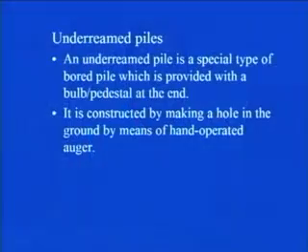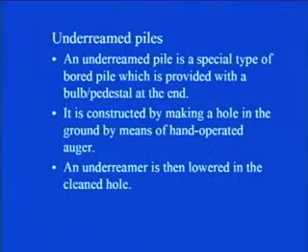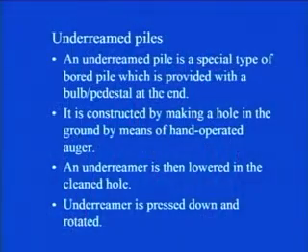It is constructed by making a hole in the ground by means of a hand operated auger. So, what are the steps, how it is being constructed, that we will be discussing one by one in the subsequent slides. An underreamer is then lowered in the cleaned hole. So, first a bore hole is created, then you can insert an auger into that, and by hand operation you can increase the diameter at the end, and then an underreamer is lowered in the bore hole which has been cleaned. The underreamer is pressed down and rotated.